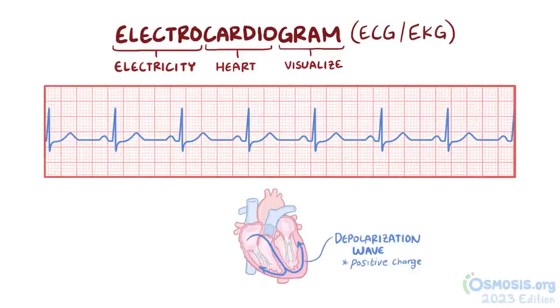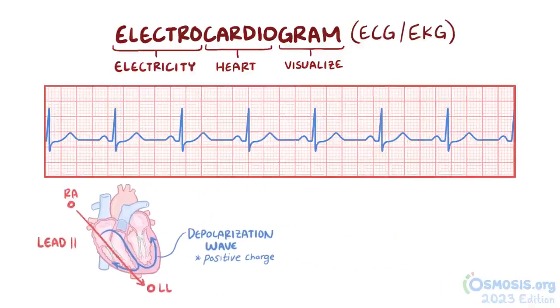And the way it looks depends on the set of electrodes you're using. This particular set of electrodes is called lead 2, for example, with one electrode on the right arm and the other on the left leg. So essentially, when the wave's moving toward the left leg electrode, you get a positive deflection, like this big positive deflection corresponding to the wave moving down into the left and right ventricles.